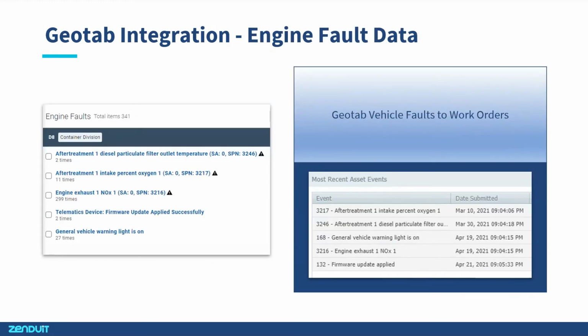And the last part is our engine fault data. Okay, when we have engine faults and after treatment diesel particulates, NOx warnings, general vehicle warning lights, things like that, they are going to translate directly into the asset information on ZenduMaintenance, meaning we don't have to go run reports in Geotab to figure out if there's a problem. It'll be there available for use right within the ZenduMaintenance system to make scheduling the work orders to affect these repairs very easily. With a couple clicks, we can turn one of these engine faults directly into a work order.